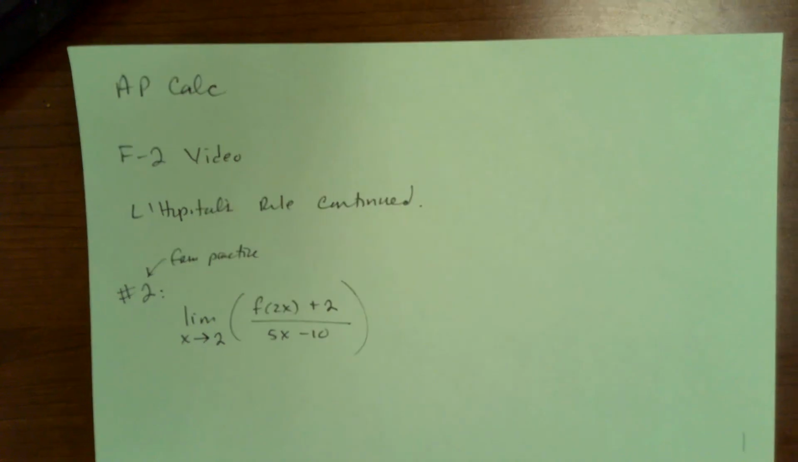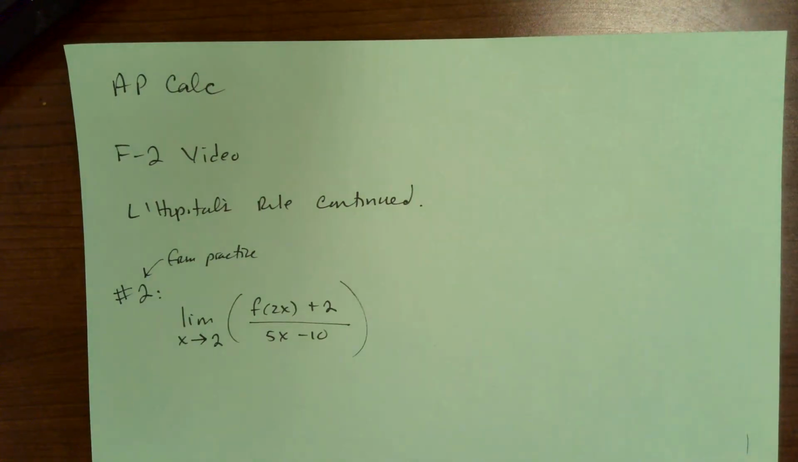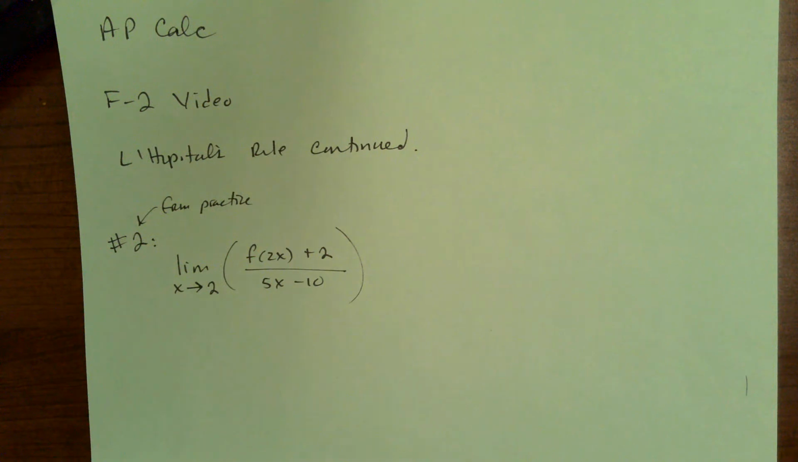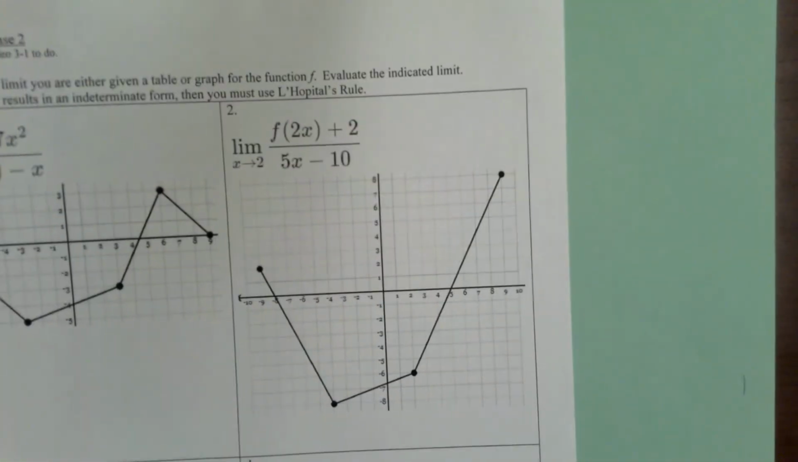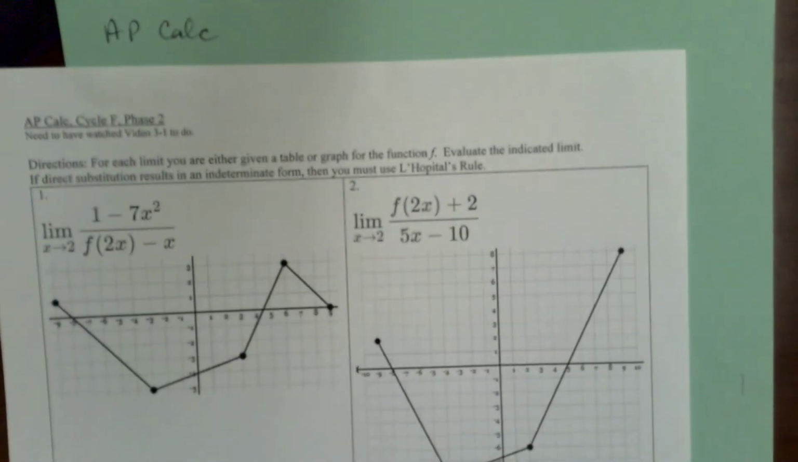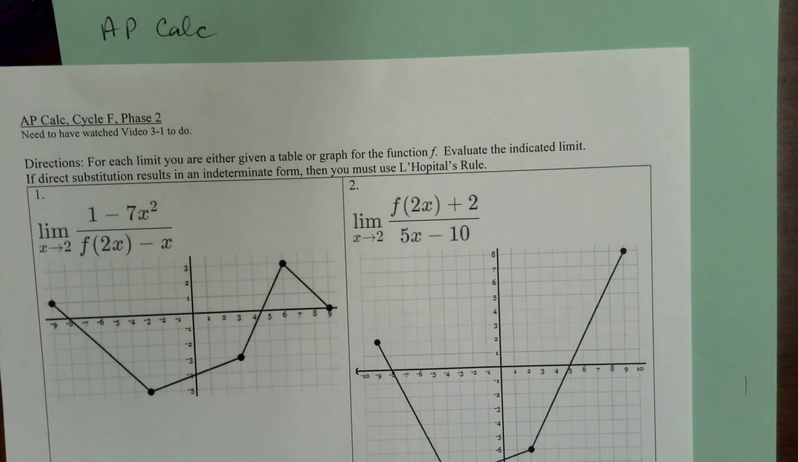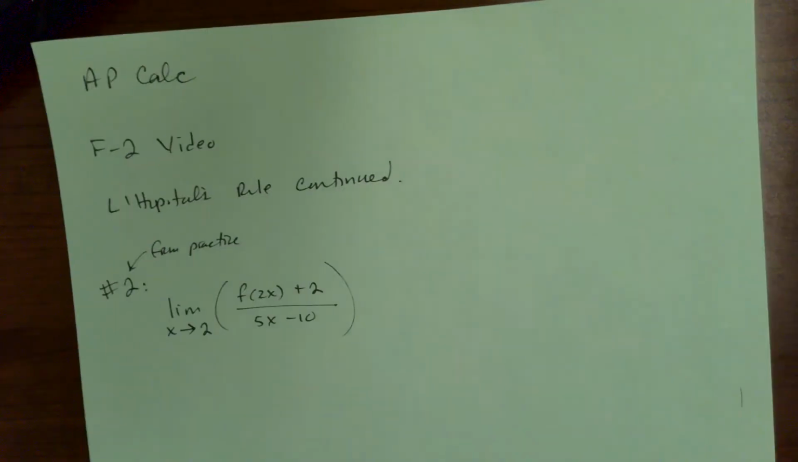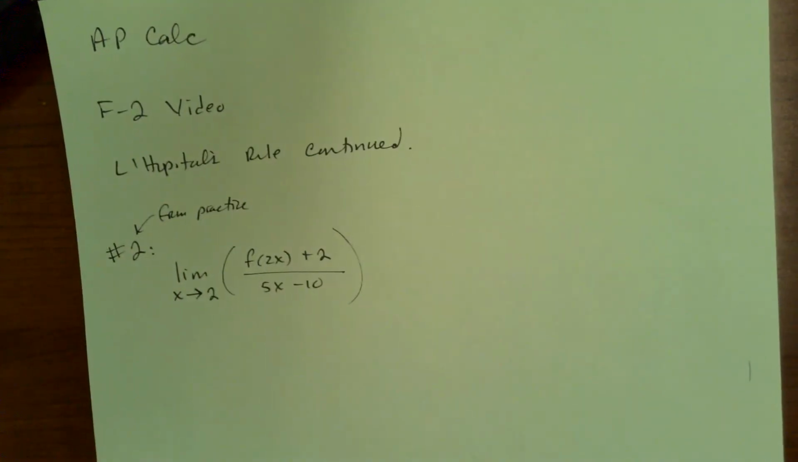So this is number 2 from the practice. I wrote down the limit we're taking, but we are referring to this graph to figure it out, okay? And the directions: for each limit, you are either given a table or graph for the function f. Evaluate the indicated limit. If direct substitution results in an indeterminate form, okay, that would be 0 over 0 or infinity over infinity, then you must use L'Hopital's rule. Okay, so first we try direct substitution.